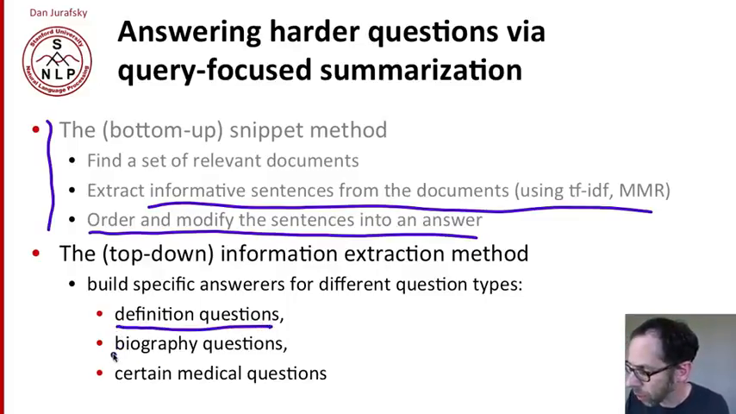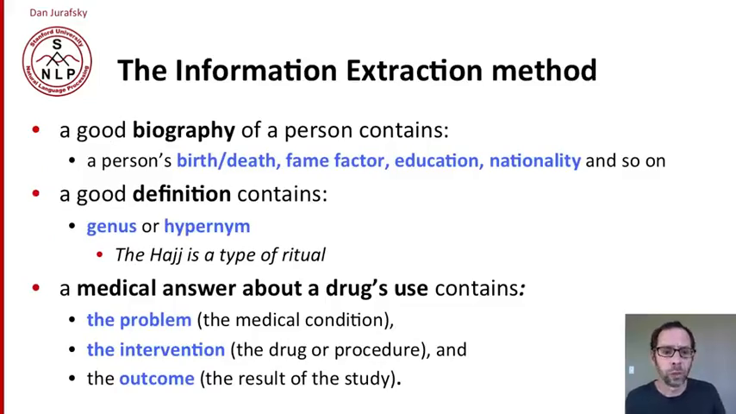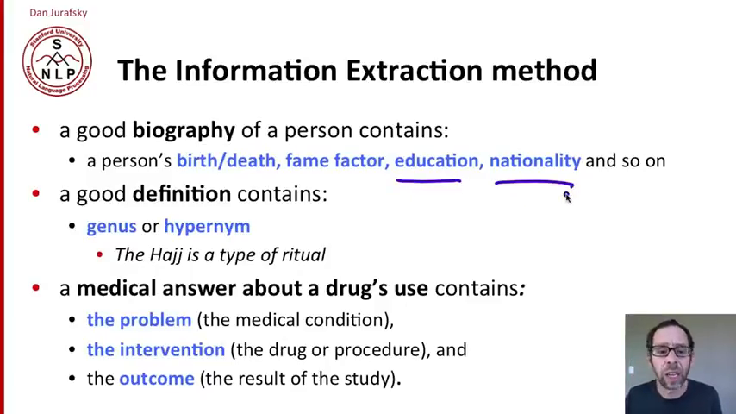So we might have definition questions or biography questions or certain medical questions. And for each of those, we might decide what constitutes a good definition or a good biography or a good medical answer. And we're going to build specific answers for those. So for example, we know that a good biography contains a person's birth and death dates, how famous they are, what they're famous for, their education, their nationality, and these kinds of things.